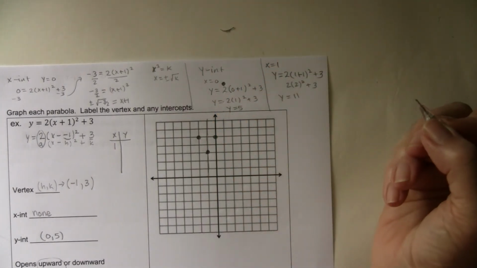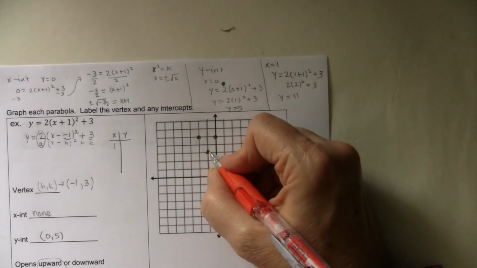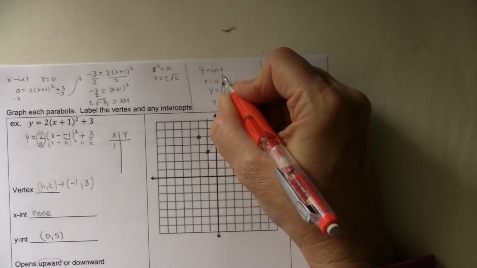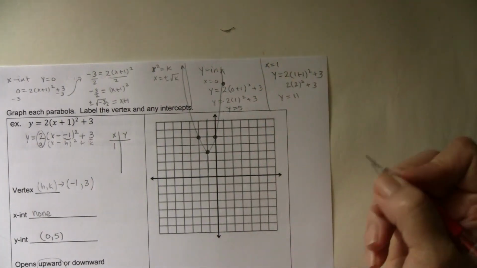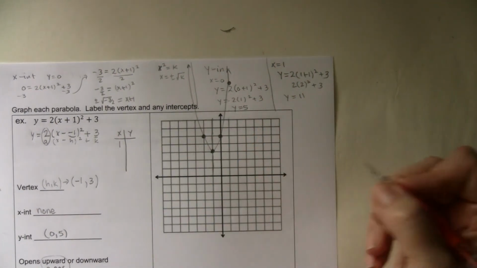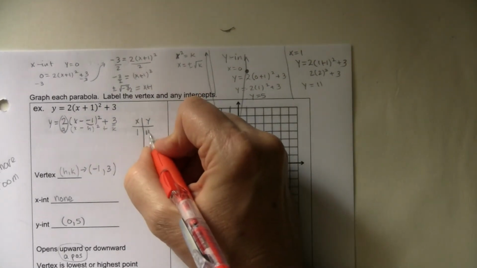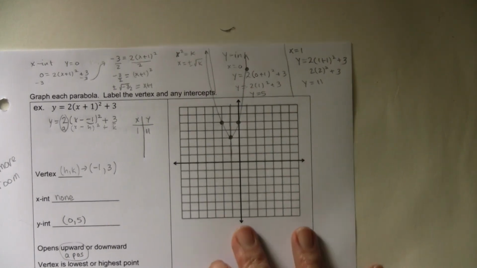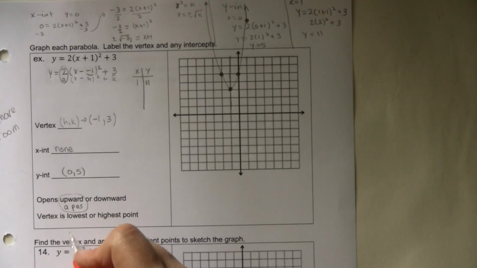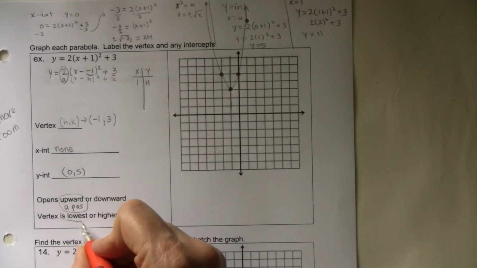So this one's a really skinny parabola. If I want other values to fall on this grid right here, then I'm going to have to pick something like half, or negative half. I'm going to have to pick some fractions like that, otherwise it gets right off the grid. Okay, we already said that it's opening upward, and that means the vertex is the lowest point on the graph.